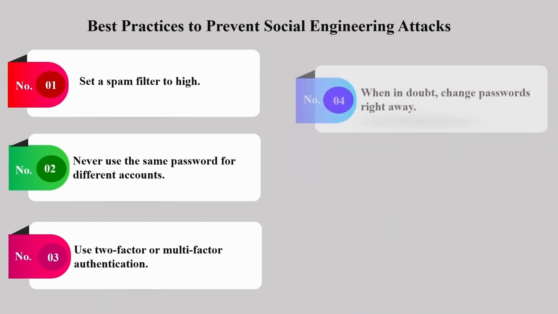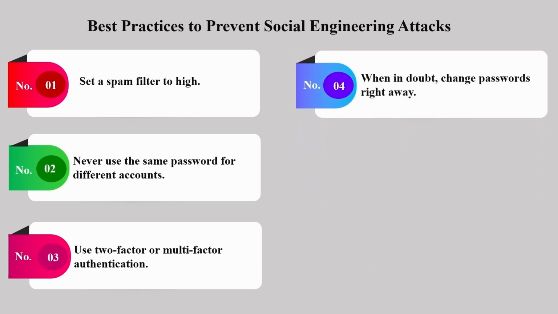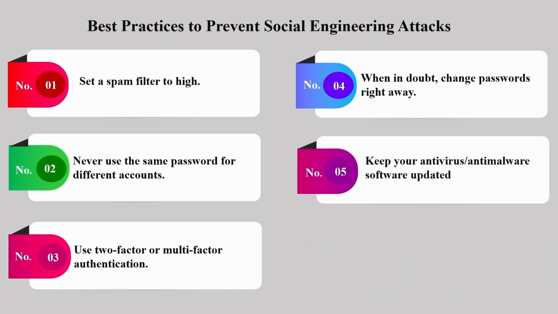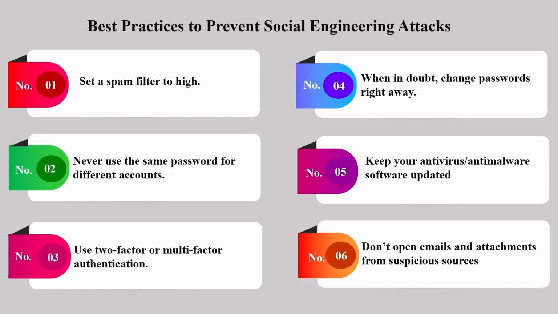Number four is when in doubt, change your password right away. If you think you gave away your password to a spammer, change all of your passwords immediately. Number five is keep your antivirus or anti-malware software updated. Number six is don't open emails and attachments from suspicious sources. If you don't know the sender, don't open the email. It's a simple rule.